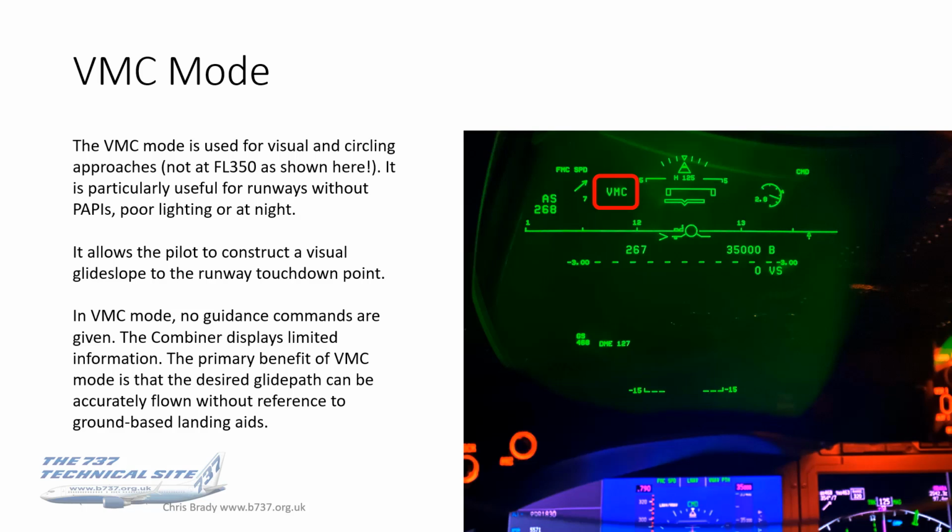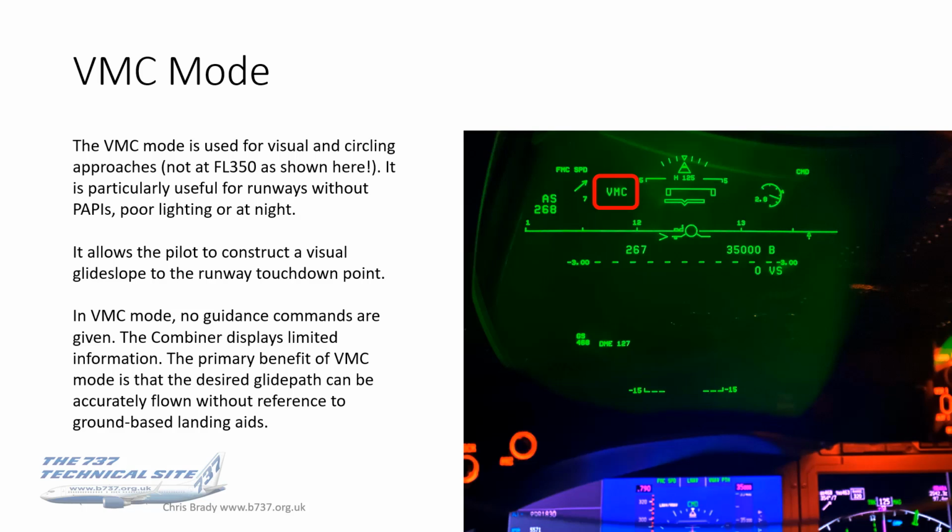Also runways with poor lighting or at night. And it allows the pilot to construct a visual glide slope to the runway touchdown point. So in the FMC you actually program within the runway whatever slope you like, obviously normally 3 degrees, and this will give you that and guide you down. You can see the 3 degree dash line there below the horizon line.